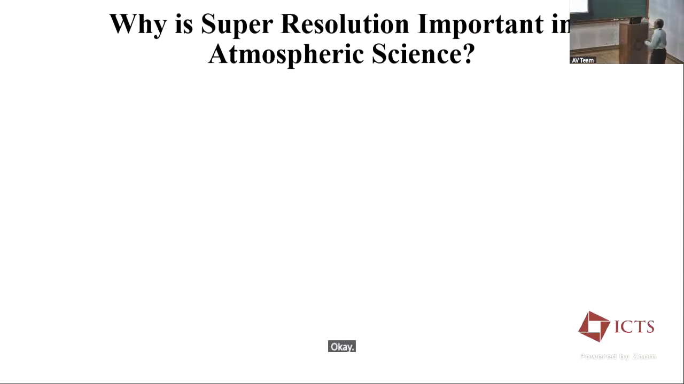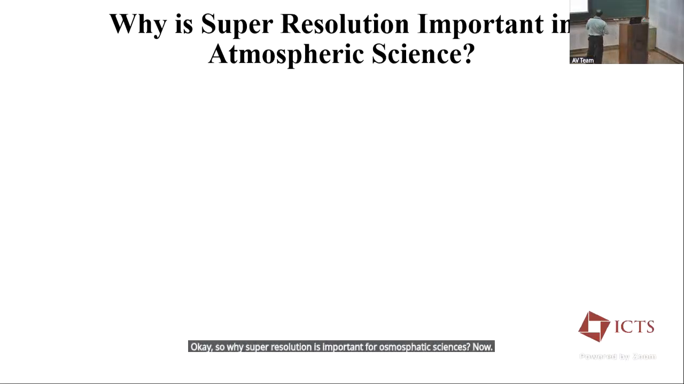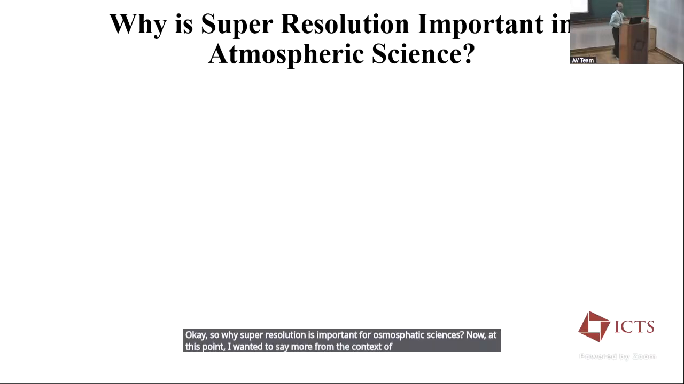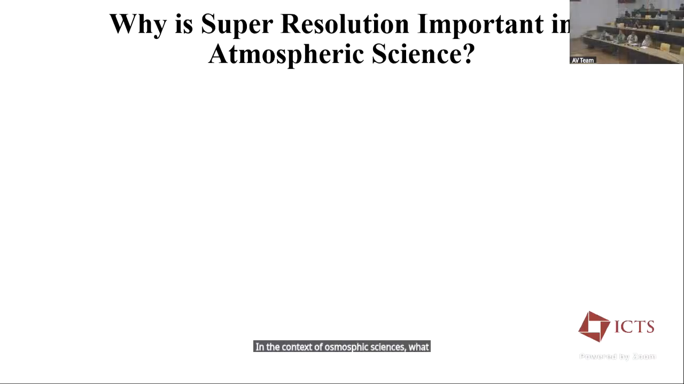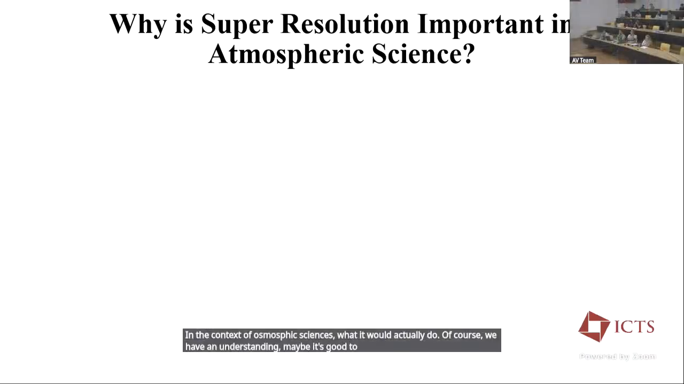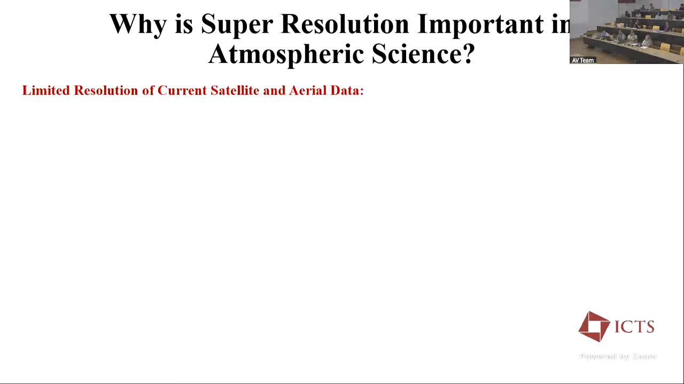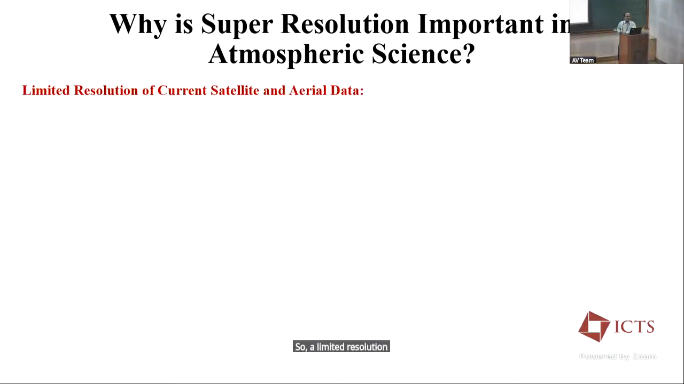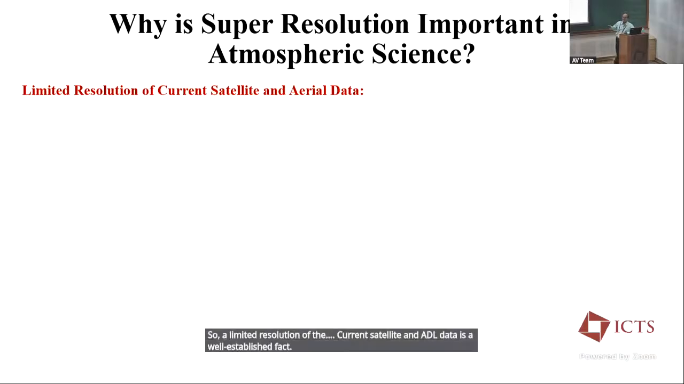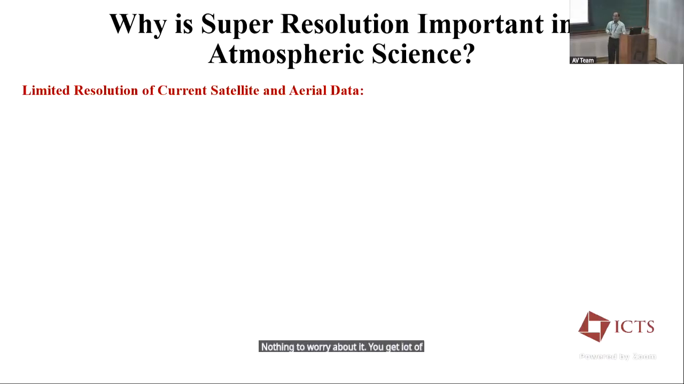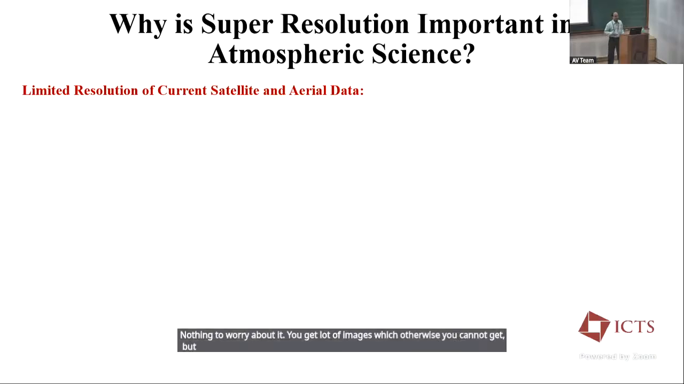Okay. So why is super resolution important for atmospheric sciences? I wanted to say this more from the context of atmospheric sciences, and what it would actually do. Of course, we have an understanding; maybe it's good to recall. The limited resolution of the current satellite and aerial data is a well-established fact. If you could get everything from a satellite image, there would be nothing to worry about. You get a lot of images which otherwise you cannot get, but that information may not be rich enough.